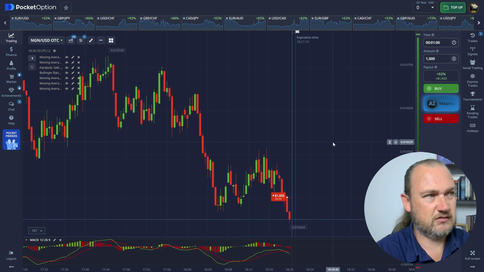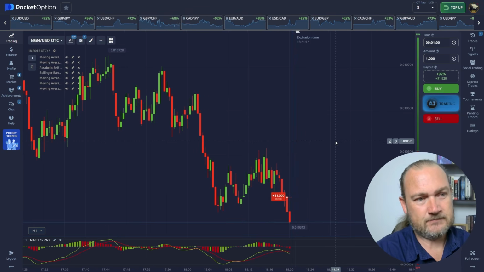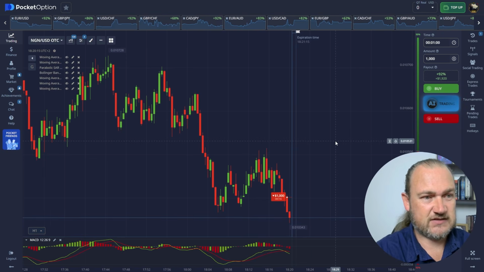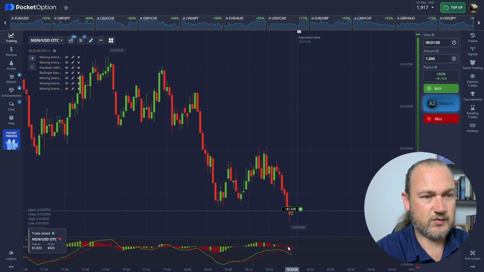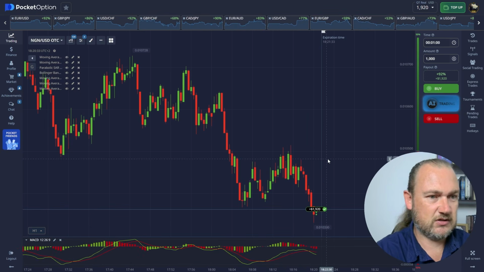And it keeps going red. Beautiful trade. 20 seconds, 15 seconds left basically on this. Beautiful, beautiful entry. And this is the kind of entry we want. There we go. It was a good one, a good entry.